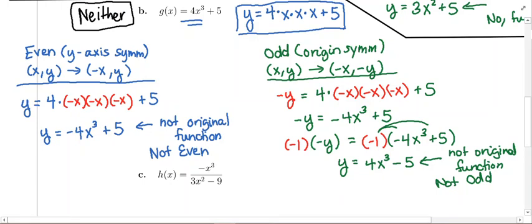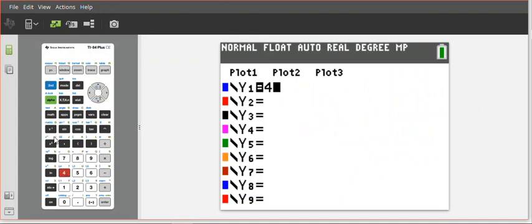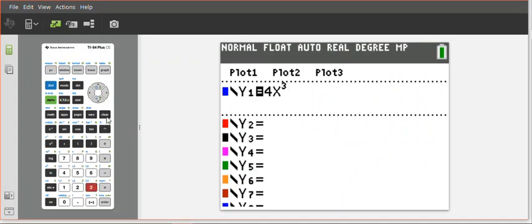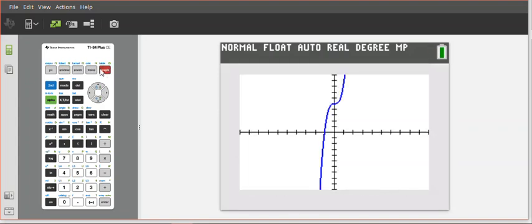We were asked to do this algebraically, which we did, but we can confirm our answer on a calculator. If we graph this out, we go to y equals, type in 4x cubed, and I believe it was plus 5. Make sure you use your standard window, and graph it. When you look at this function, it does not have y-axis symmetry and it does not have origin symmetry. So our algebraic tests appear to be correct. This function is neither even nor odd.